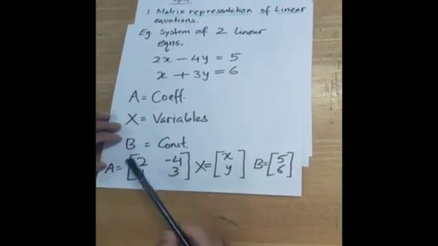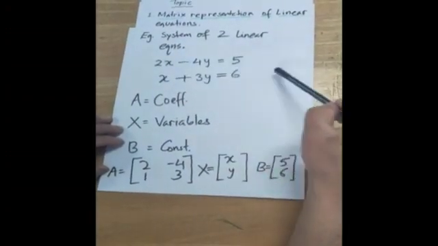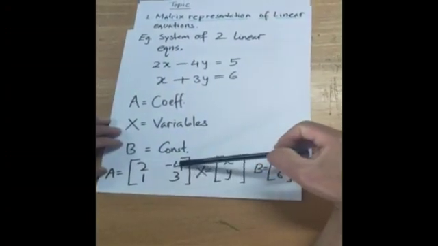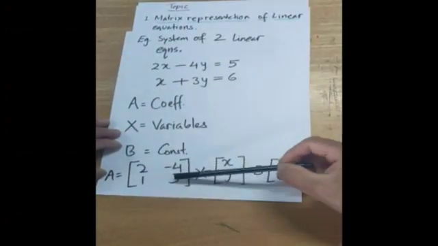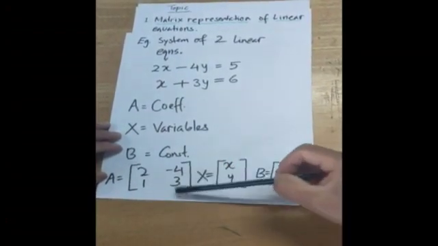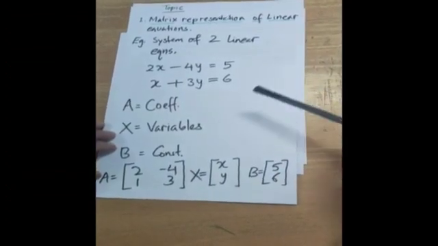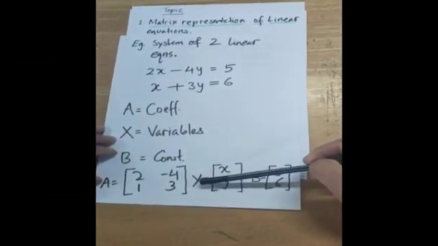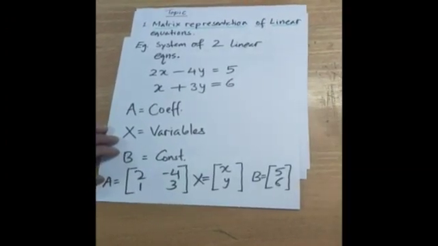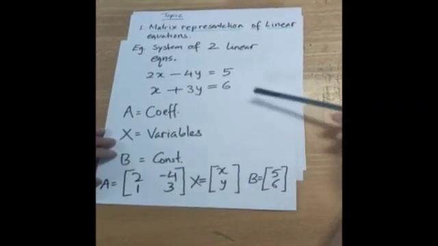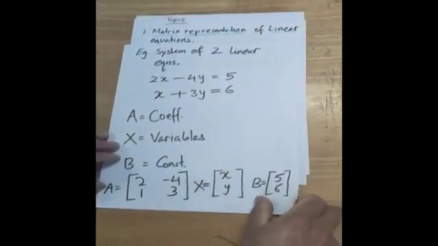So matrix A takes the coefficients of the linear equations: 2, minus 4 from the first equation and 1, 3 from the second equation. This makes up our coefficient matrix A. Our second matrix is X, which gives the variables involved in the equations. And the matrix B is our constants, 5 and 6.